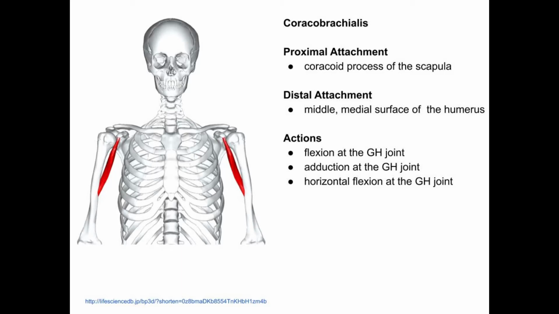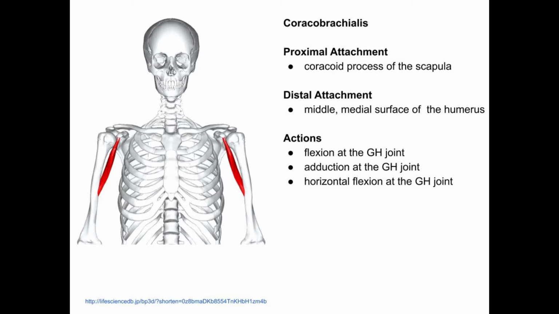Actions of the coracobrachialis include flexion of the GH joint. In the sagittal plane, the fibers run slightly anterior to the medial lateral axis of the GH joint. Therefore, it can produce flexion of the GH joint. Adduction of the GH joint. From the frontal plane, the fibers run medial to the anterior-posterior axis. Therefore, it can pull the humerus towards the midline of the body at the GH joint, which is adduction.